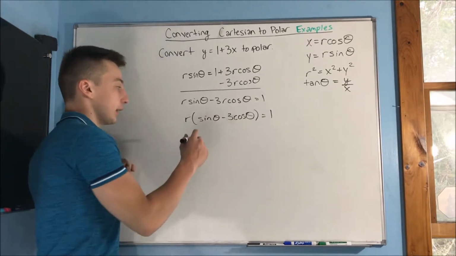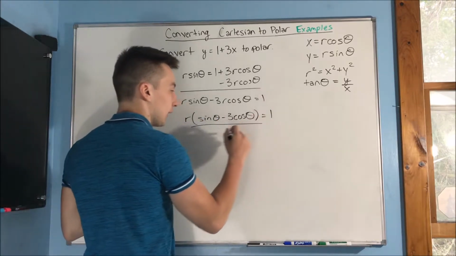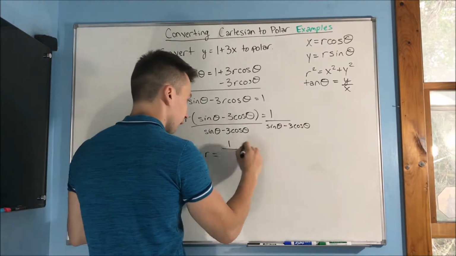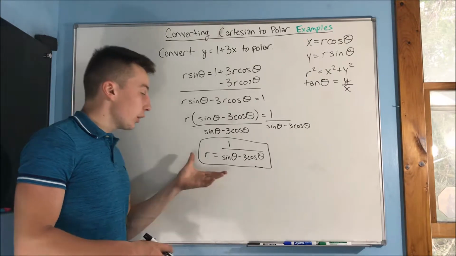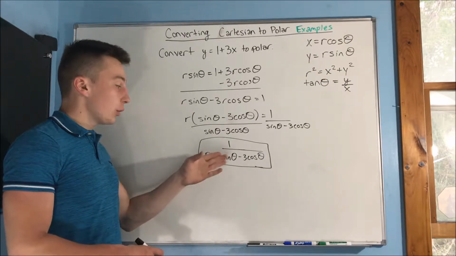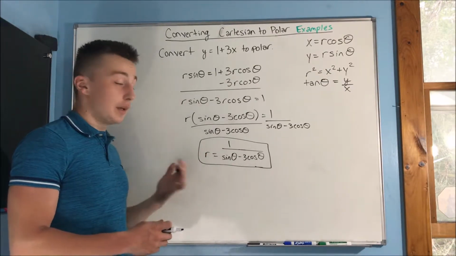Okay, all we need to do now to make this a valid polar equation is just divide this big piece here, sine theta minus 3 cosine theta, on each side. And there you go, you get your equation: r equals 1 over sine theta minus 3 cosine theta.